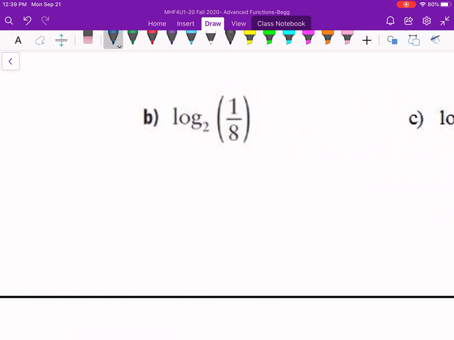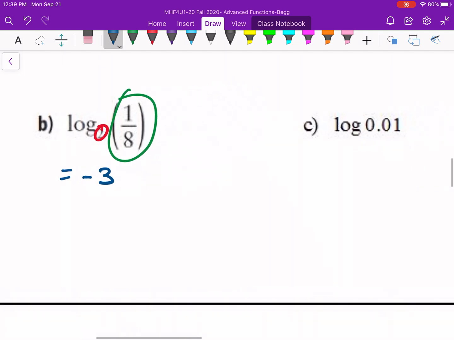What exponent do I have to put on a base of 2 to get an answer of 1/8? Well, to get 1/8, we need to know it's a negative exponent. 2 to the negative 1 would be a half. 2 to the negative 2 would be a quarter. 2 to the negative 3 is 1/8. So our answer for this one is -3.